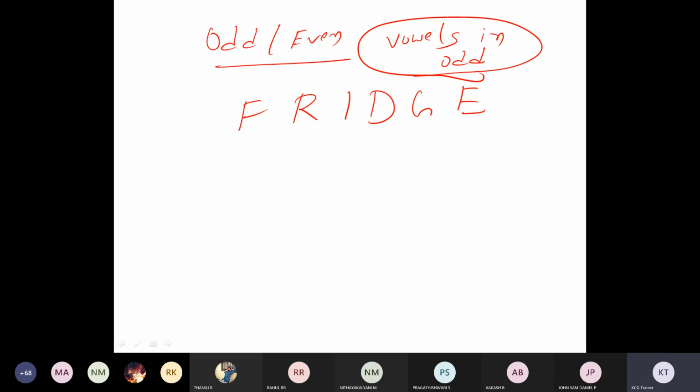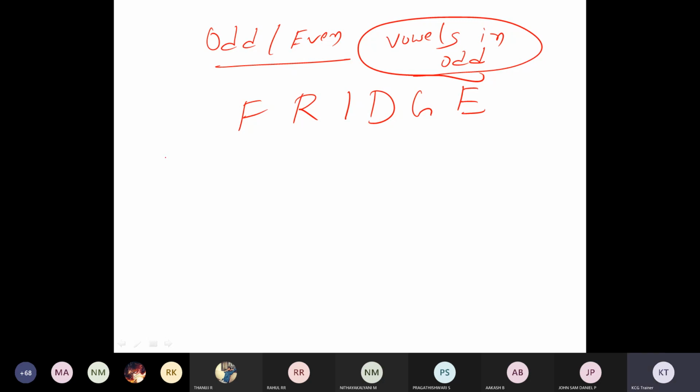Do you understand my question? Vowels should occupy only the odd positions. So arrange all the letters of fridge in such a way that whatever different words you make, all the vowels occupy only the odd positions.